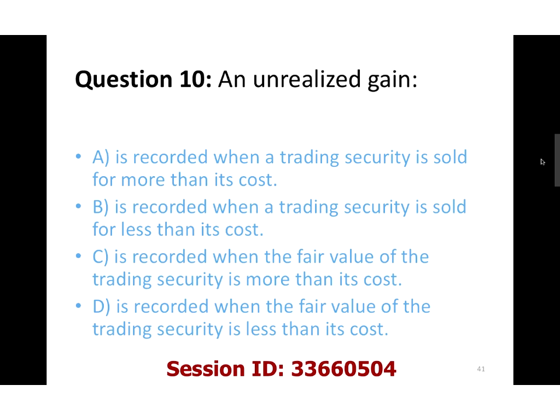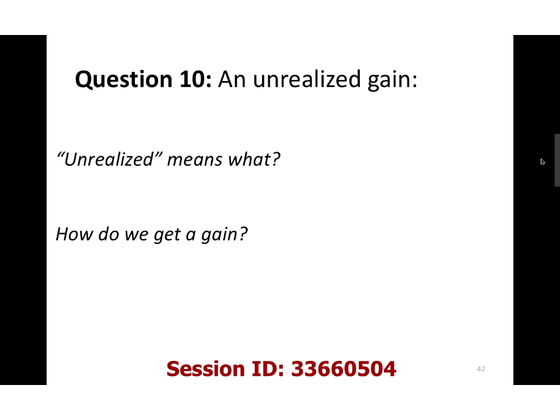So the word unrealized gain. Let's tackle that word first. Unrealized means it hasn't been sold, right? Unrealized means we still own it. So if we read item A, is recorded when a trading security is sold, that is not compatible with unrealized. For entry B, is recorded when a trading security is sold. Again, unrealized means not sold yet, right?